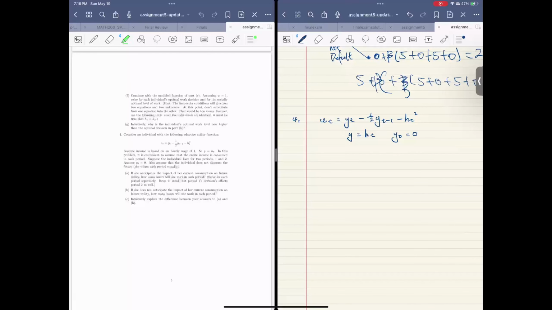If you live through 2 periods, so you have 0, 1, and 2, and you have no discount in the future. So A. If she anticipates the impact of her current consumption on the future utility, how many hours will she work in each period? Solve each period separately. Keep in mind that period 1's decision affects period 2 as well. So let's do period 1.